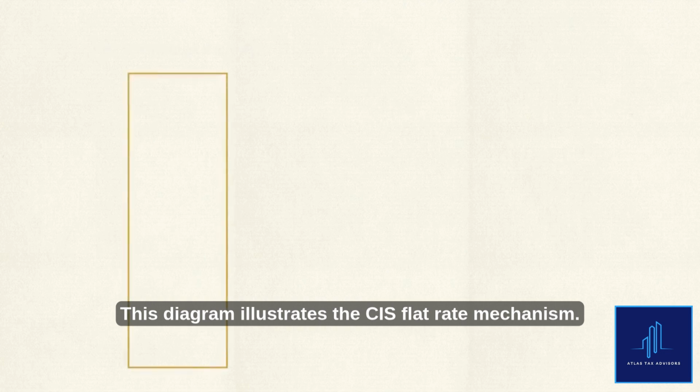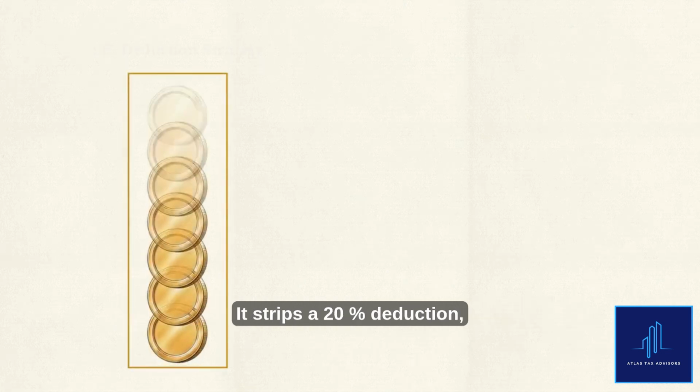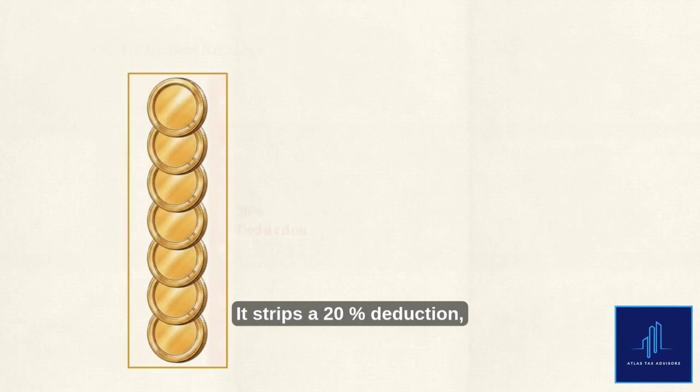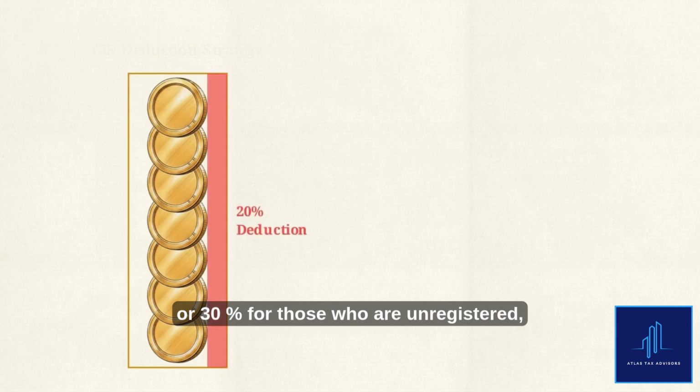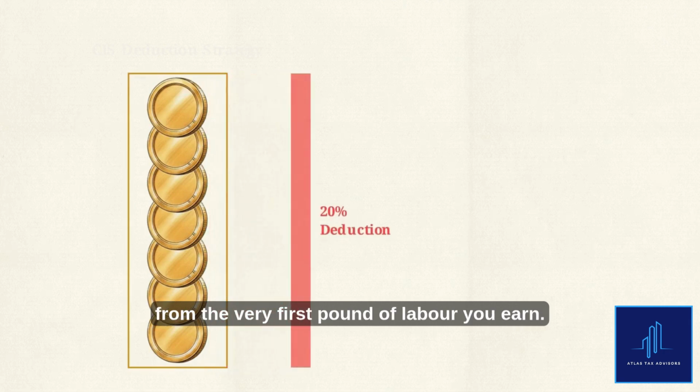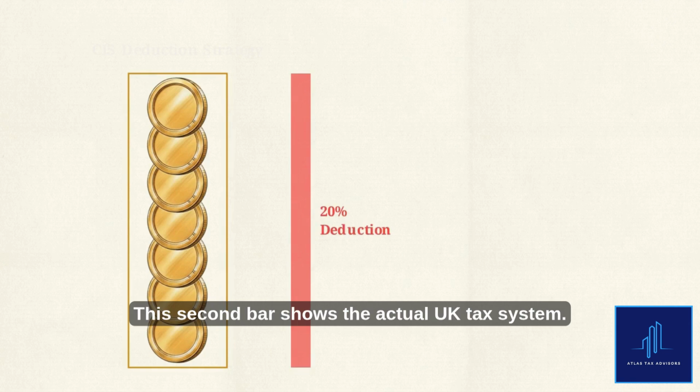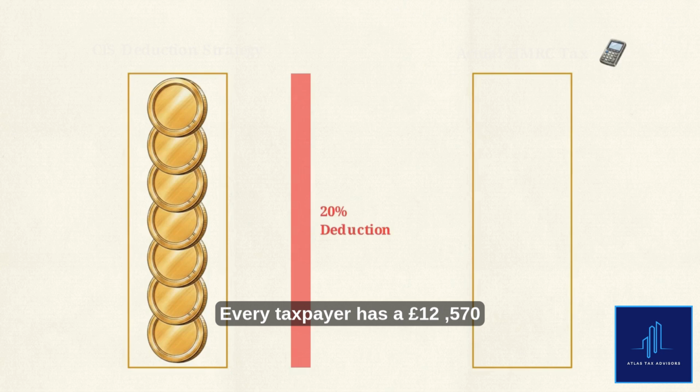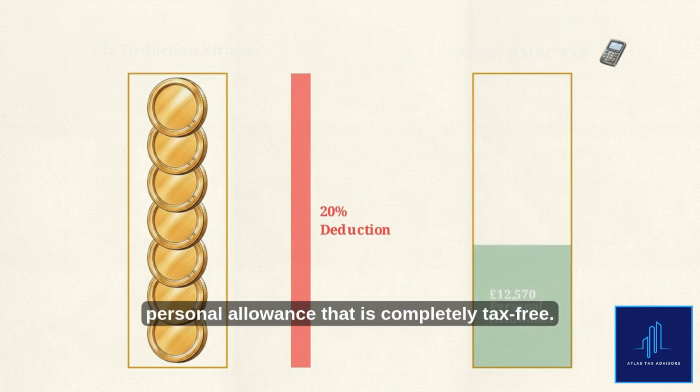This diagram illustrates the CIS flat rate mechanism. It strips a 20% deduction, or 30% for those who are unregistered, from the very first pound of labor you earn. This second bar shows the actual UK tax system. Every taxpayer has a £12,570 personal allowance that is completely tax-free.